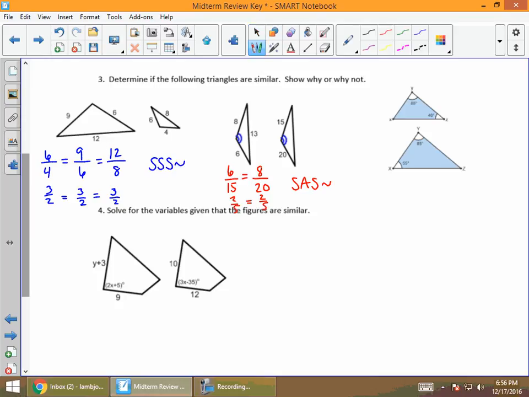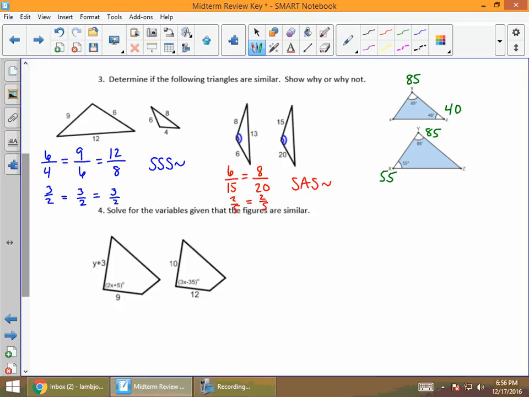And the last one, it's a little tough to see up here on my screen. It shows this top angle is 85. The right angle is 40. The bottom triangle is 85 and 55.